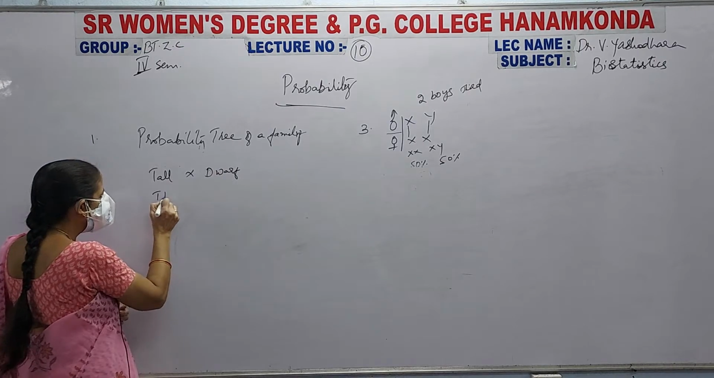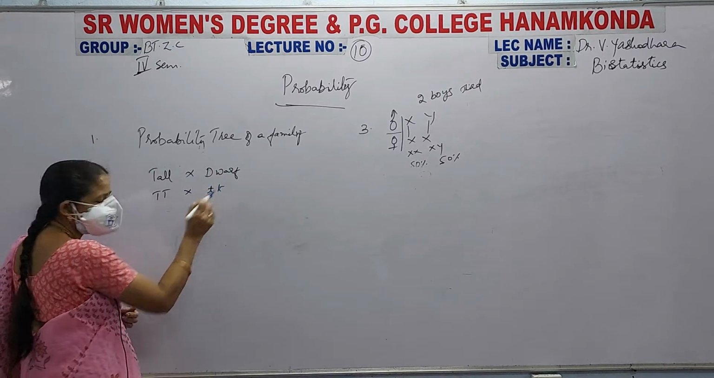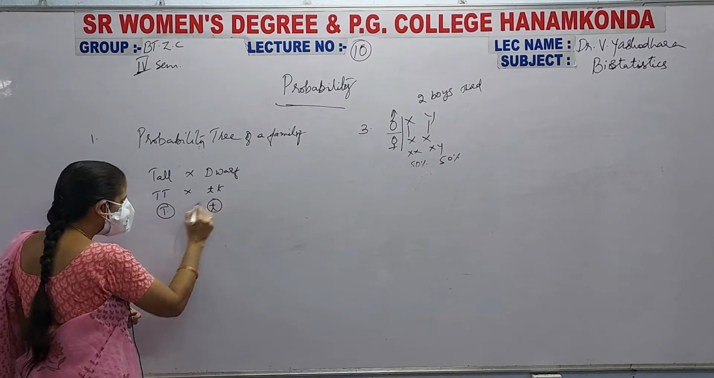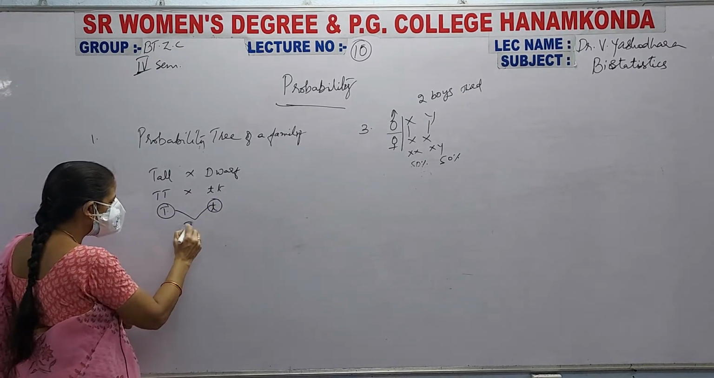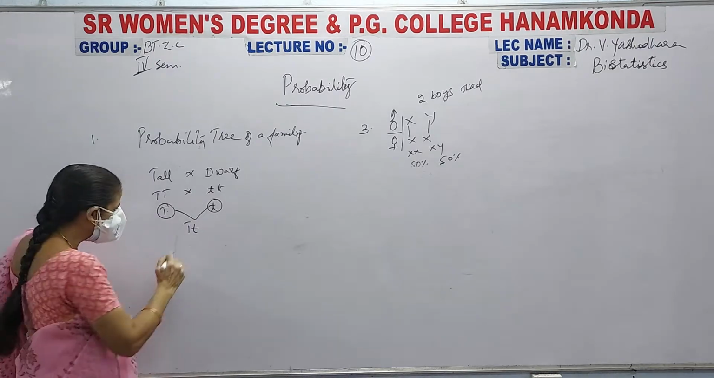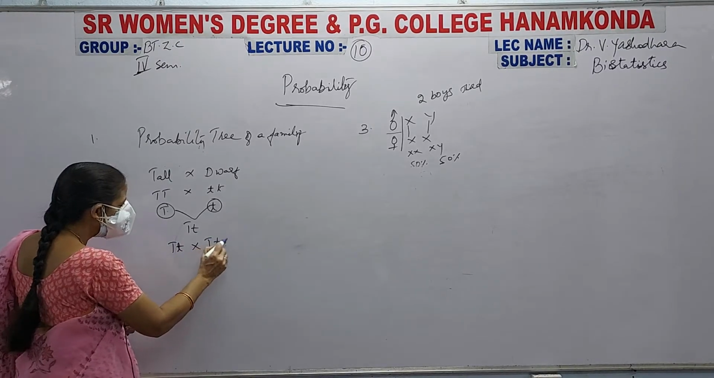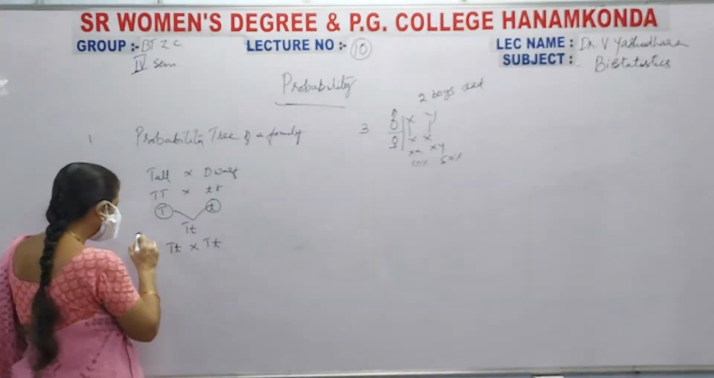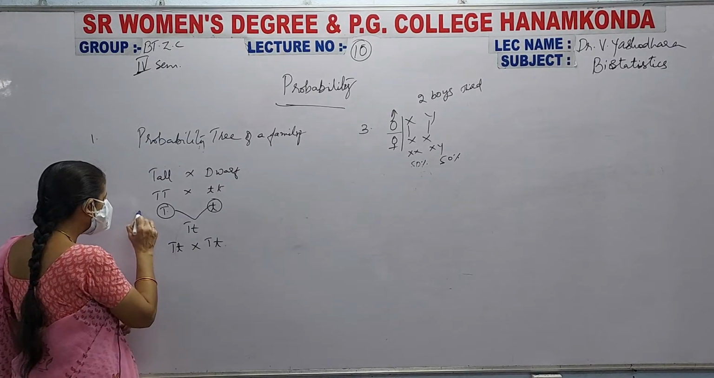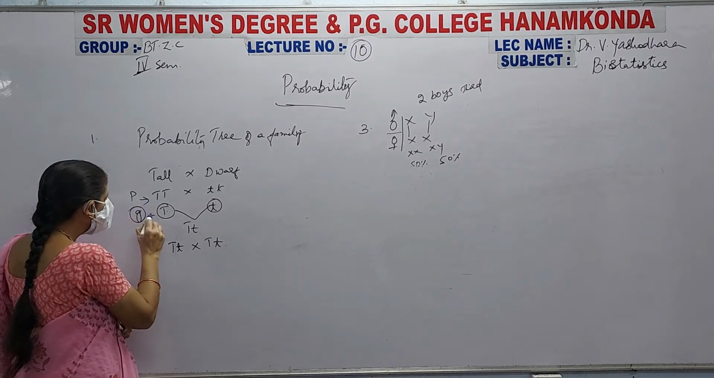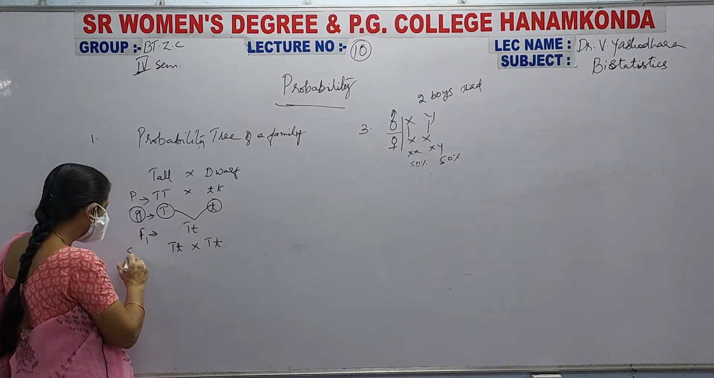Here you got capital T crossed with small t. Now the gametes are capital T, small t. When they cross with each other, you get capital T, small t. Now this capital T, small t, the F1 hybrid, is selfed. See here, gametes, these are parents. Parents, gametes, F1, selfing of F1.